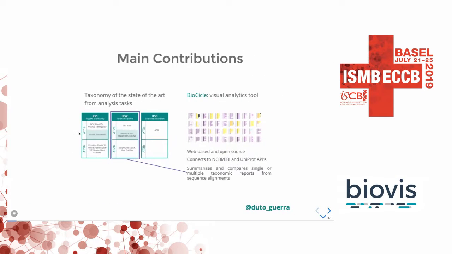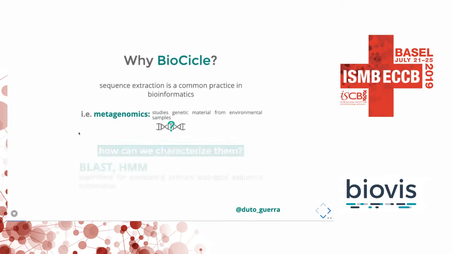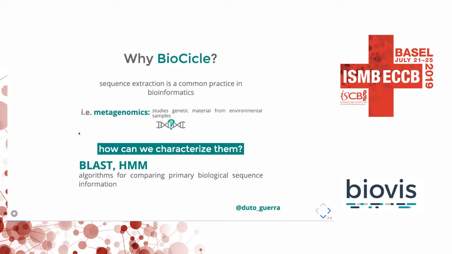To give you a quick idea, because we don't have much time for presenting, we are contributing a couple of things in this paper. The first one is a taxonomy, not a phylogenetic tree or things like that, but a task-focused taxonomy of the different types of activities that you want to do when you're doing sequence alignment in biology. And then, using part of that taxonomy, we show BioCicle, a tool that helps you with summarizing and comparing such things. So to start, let's explain why we need BioCicle.